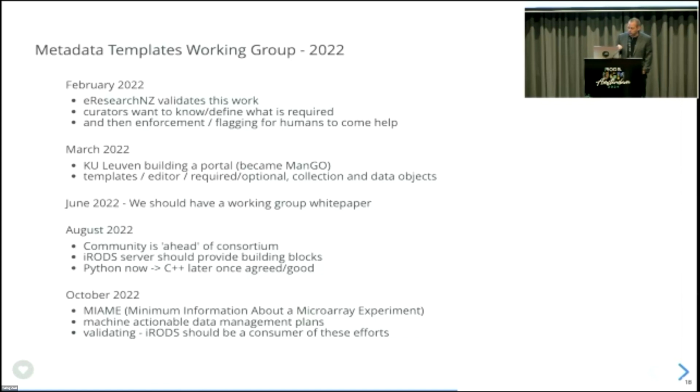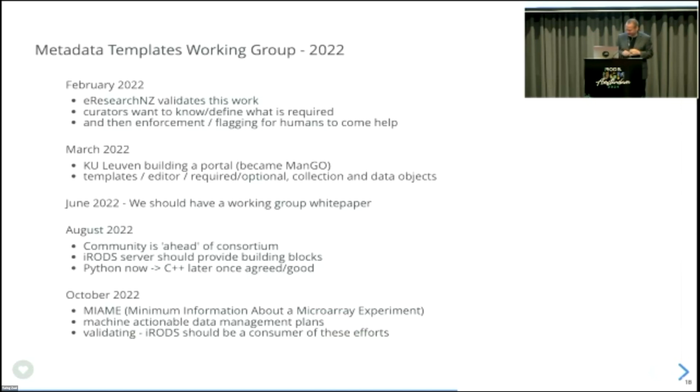KU Leuven showed up and built Mango. It's like, ta-da, look, we've solved it all. That's great. They had templates, they had an editor, they had optional stuff, collections and data objects, right? That's cool. That's pretty great. Look, another one on the list. Now we have 5. So June 2022, we should write all this down. So we agreed. We haven't done that yet.